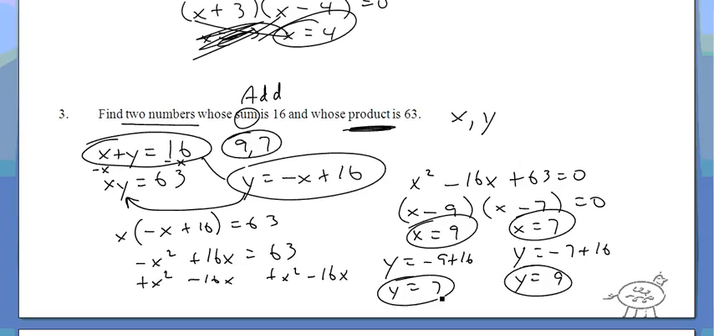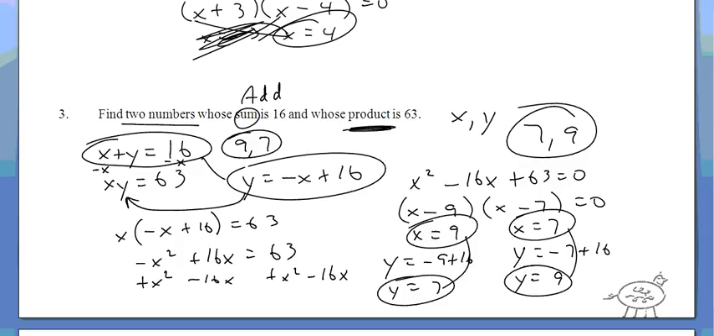But if you remember what I told you before, it doesn't really matter what x and y are. What I do care about is, can you give me two numbers whose sum is 16 and whose product is 63? Well, you got 7 and 9 and you got 9 and 7. So the answer is 7 and 9, or 9 and 7. I don't care. But that's it. That's your answer.